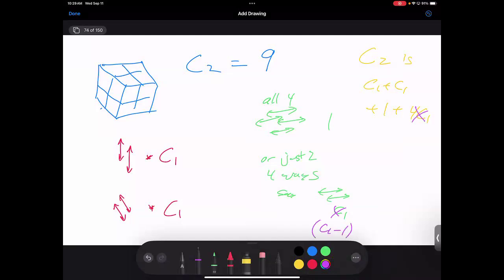Because if we included, there's 2 possibilities for the bottom. Once we have all 4 going like this, I could have the 2 bottom going in the same direction or rotated 90. If they are all going in the same direction, that's the case I just counted before with all 4 of them going the same way. So now this would then be not 4 times C1, but 4 times C1 minus 1.